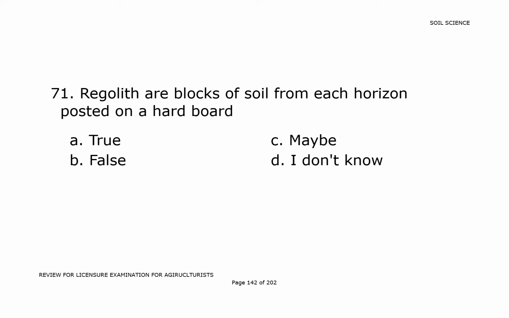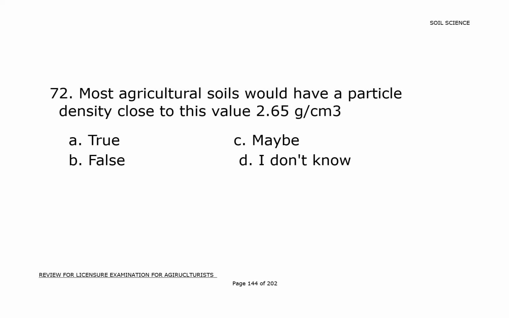The answer is false. Number 72. Most agricultural soils would have a particle density close to this value, 2.65 grams per cm3. A. True. B. False. C. Maybe. D. I don't know.